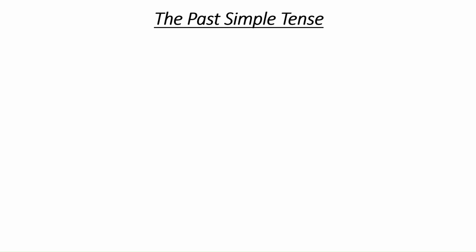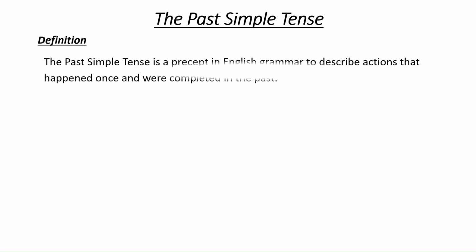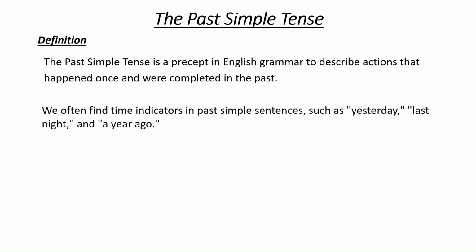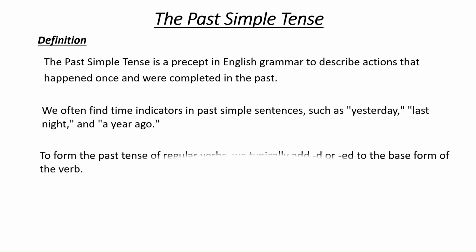The past simple tense is a precept in English grammar to describe actions that happened once and were completed in the past. We often find time indicators in past simple sentences such as yesterday, last night, a year ago, etc. To form the past tense of regular verbs, we typically add d or ed to the base form of the verb.